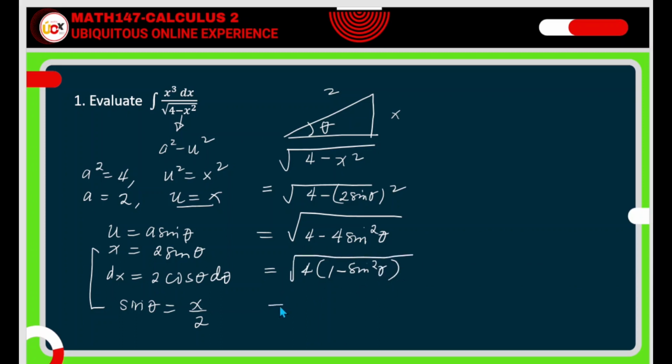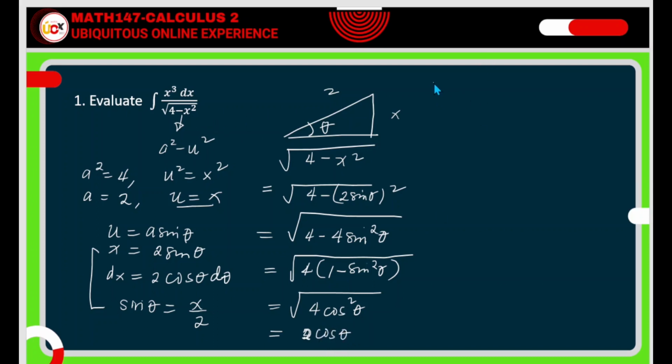But recall in trigonometric identities that 1 minus sine squared theta is cosine squared theta. From sine squared theta plus cosine squared theta equals 1, we can solve for cosine squared theta as 1 minus sine squared theta. Then extracting the square root, the square root of 4 is 2, and the square root of cosine squared theta is cosine theta.